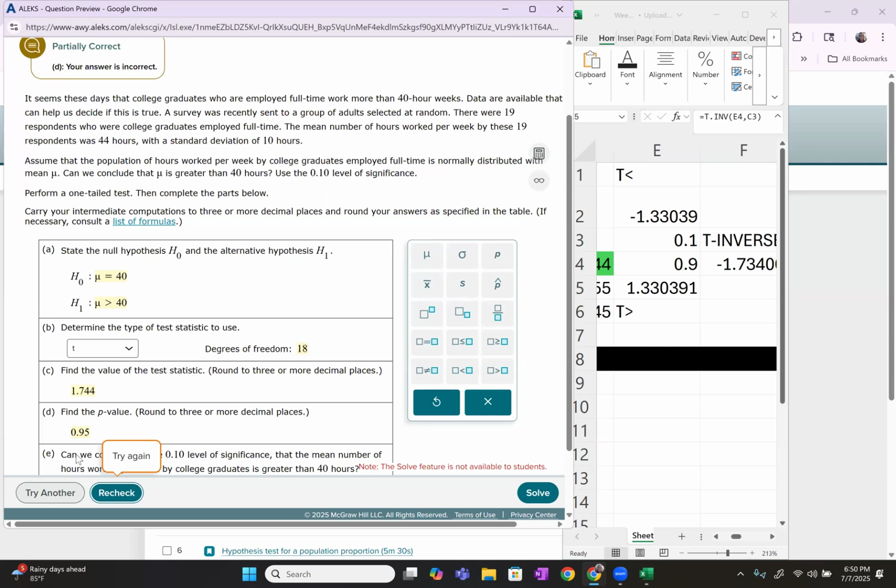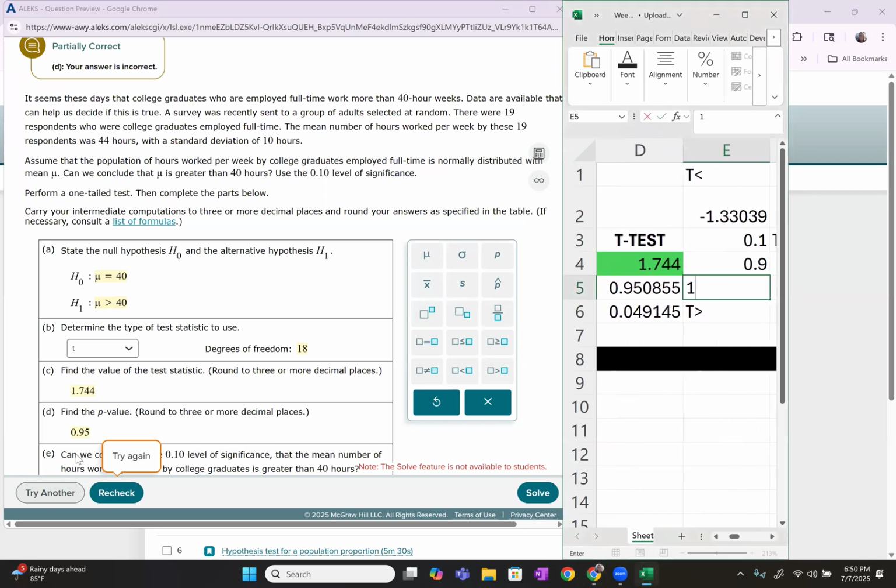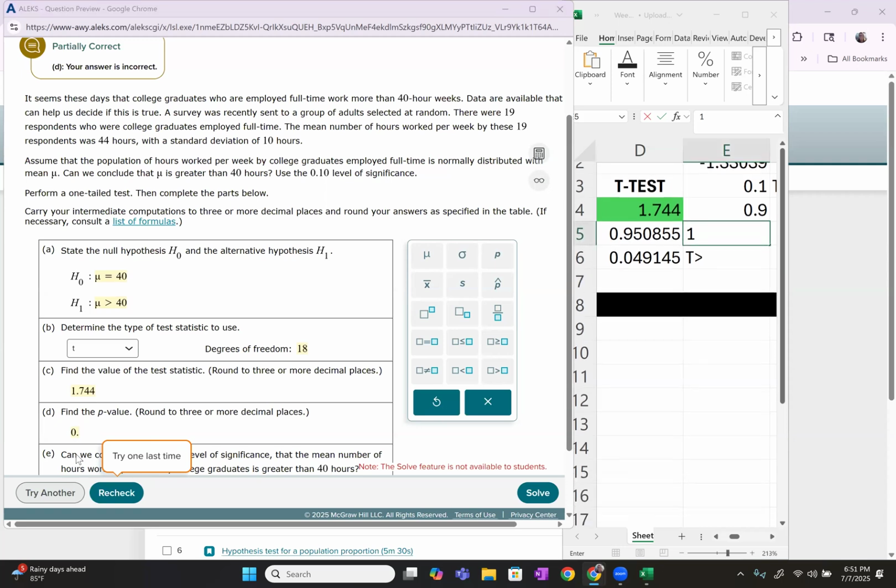What's the matter with D? You need 3 or more decimal places. Okay, so you want to go with 0.951? Yes. Okay, let's try it. Recheck it with that. It's still incorrect. What other number could it be? Greater than.